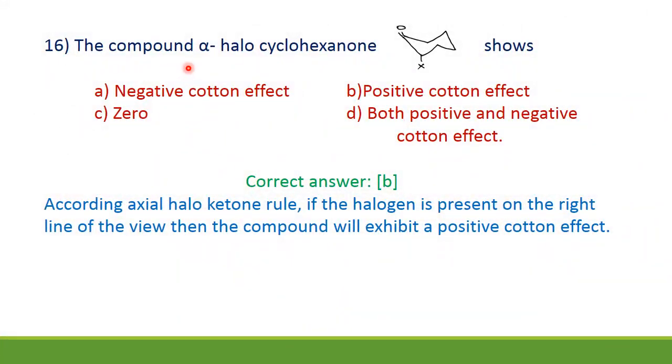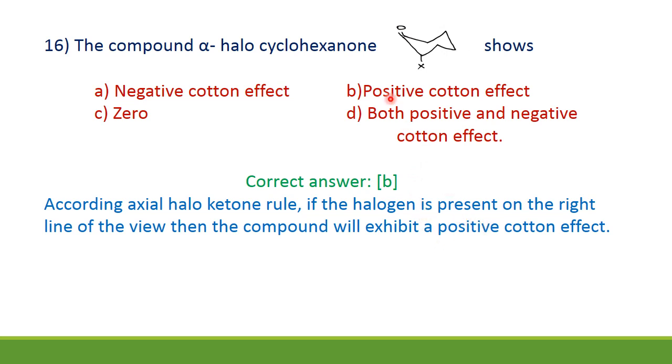Question number 16. A compound alpha halocyclohexanone, this compound shows. According to the axial haloketone rule, if the halogen is present on the right hand side view of the observer, இப்போ இங்க இருந்து பார்க்குறோம், கார்பனைல் குரூப், இது லெஃப்ட் ஹேண்ட் சைடு, இது ரைட் ஹேண்ட் சைடு. அப்போ ரைட் ஹேண்ட் சைடில் ஹேலோ குரூப் இருந்ததுன்னா the compound will exhibit positive Cotton effect. அந்த காம்பவுண்டுக்கு காட்டன் எஃபெக்ட் பாசிட்டிவாக இருக்கும்.